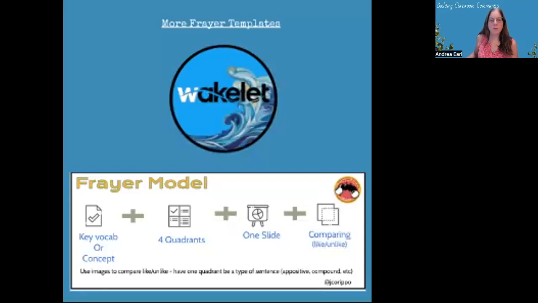Just to review the workflow for a Frayer model: 1 key concept or idea, 4 quadrants, 1 slide, and about 10 minutes. Students then compare and share.